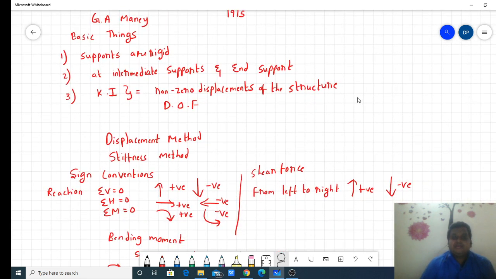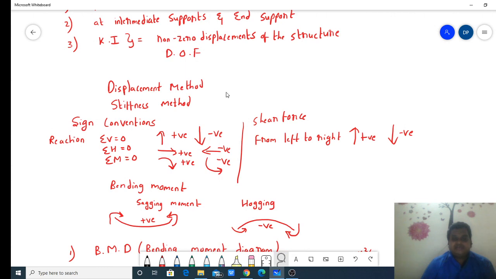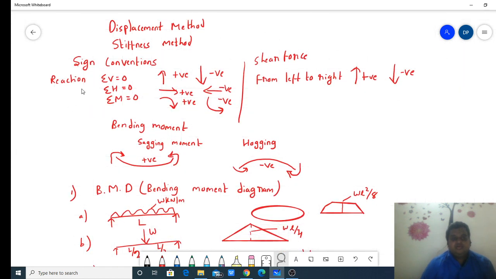And you know that kinematic indeterminacy is nothing but non-zero displacement of the structure. It is also called the displacement method and stiffness method. And you need to remember the sign conventions. For the equilibrium equations, summation V is equal to 0, summation H is equal to 0, and summation M is equal to 0. Upward forces are positive, downward forces are negative. Forces from left to right are positive, right to left are negative. Clockwise moment is positive, anti-clockwise moment is negative.